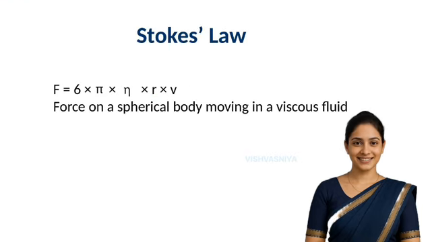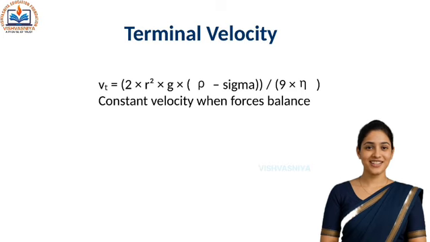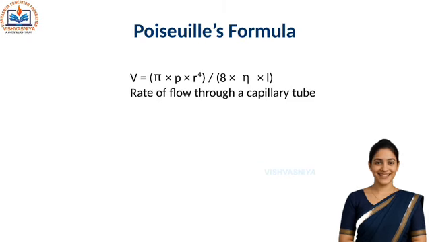Stokes' law. A spherical object moving through a viscous fluid experiences a retarding force. Formula: 6 pi eta r v. Terminal velocity. When a falling object stops accelerating and moves at a constant speed, that's terminal velocity. Poiseuille's formula. It calculates flow through narrow tubes. More pressure and larger radius, thus higher flow. More viscosity or length, thus slower flow.